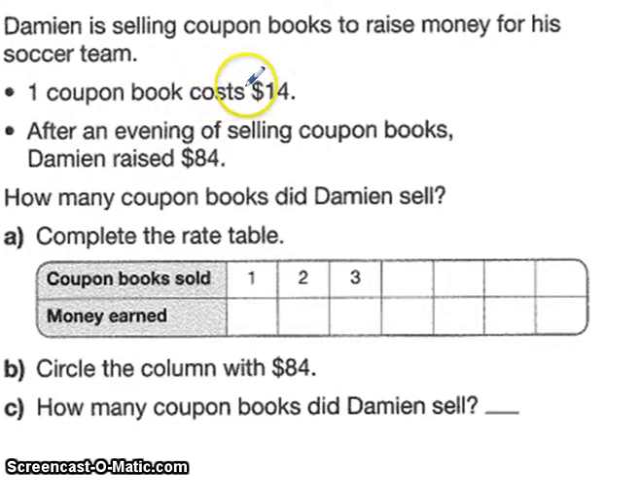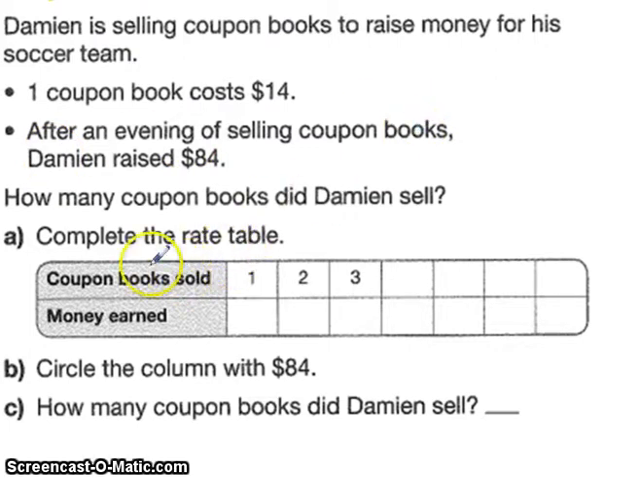So here we go. Let's just look at how to use a rate table in a practical example here. Our example is Damien selling coupon books to raise money for a soccer team. A coupon booklet costs 14 bucks, or sells for 14 bucks. After a night of selling coupon books, Damien raised $84. So how many coupon books did Damien sell?